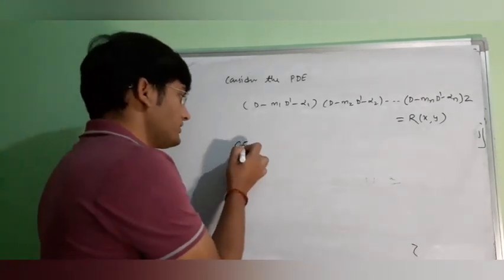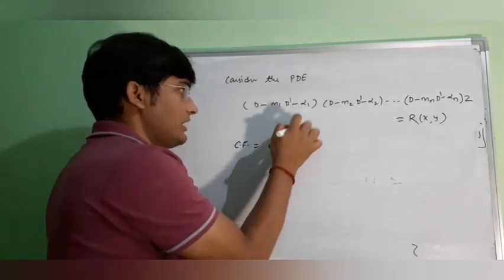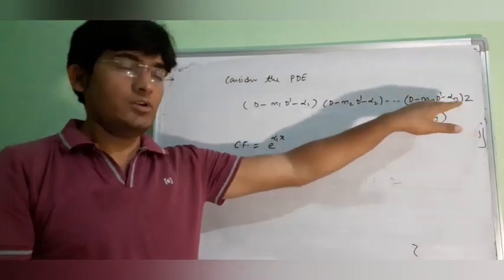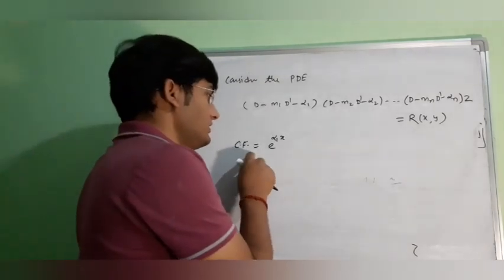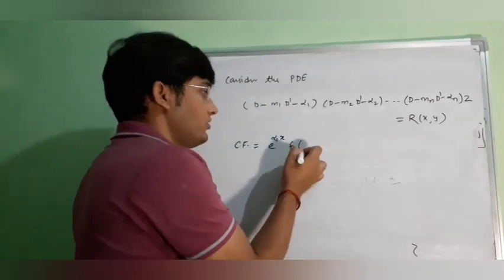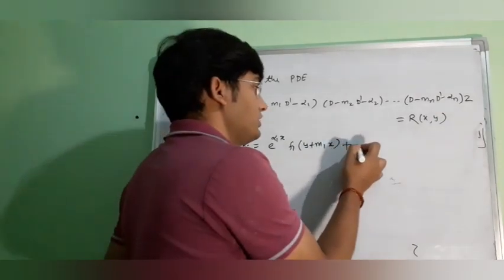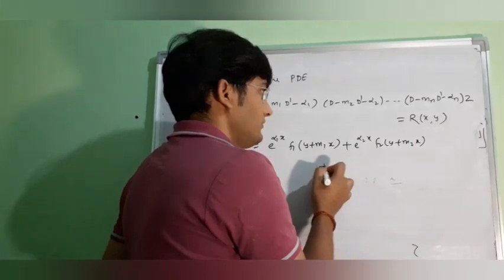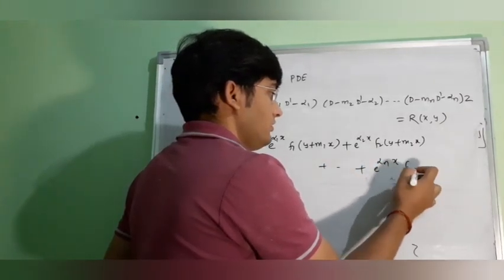So our complementary function will be e power α1 x. Now if α1, α2 and αn are 0, then this becomes homogeneous. The rest is homogeneous, so for that we have the same solution: f1(y + m1 x). Then we will have e^(α2 x) f2(y + m2 x), and finally e^(αn x) fn(y + mn x).